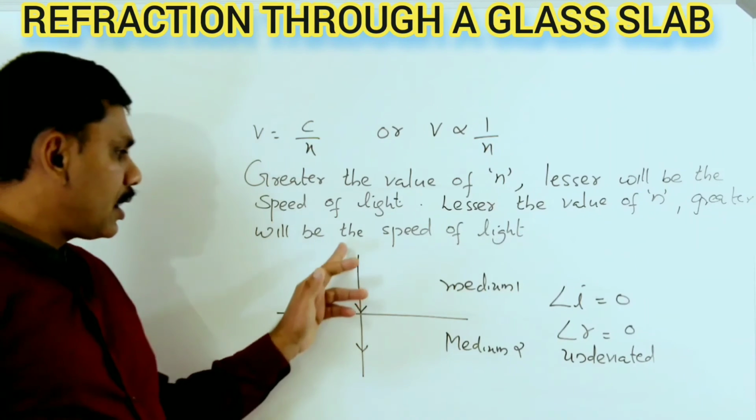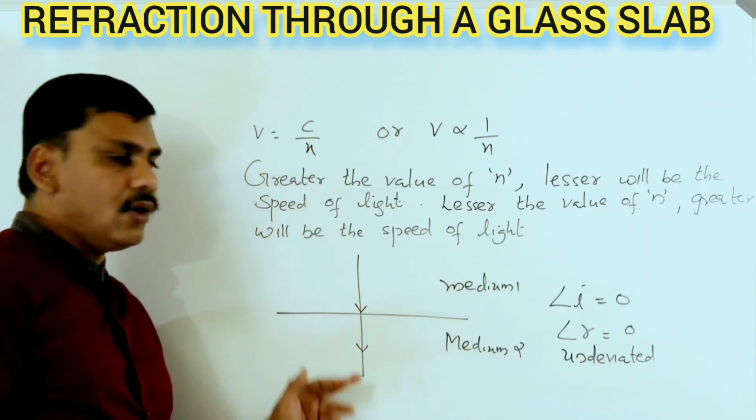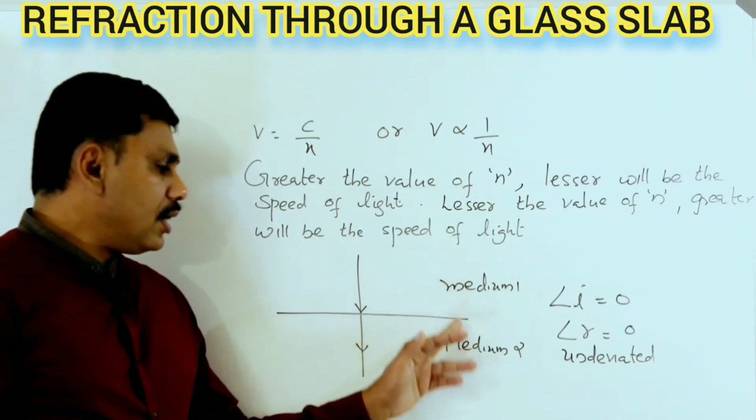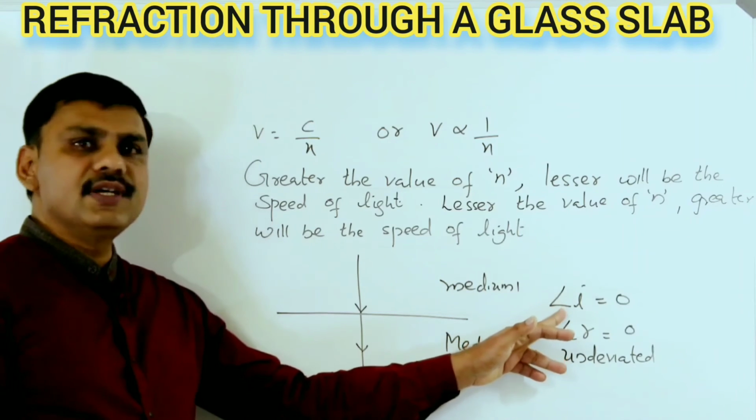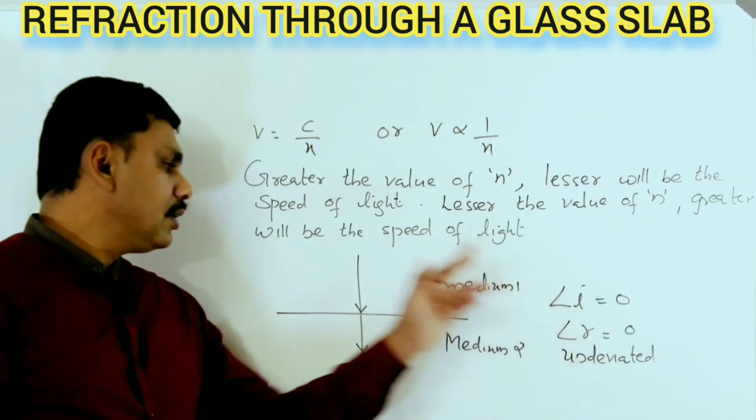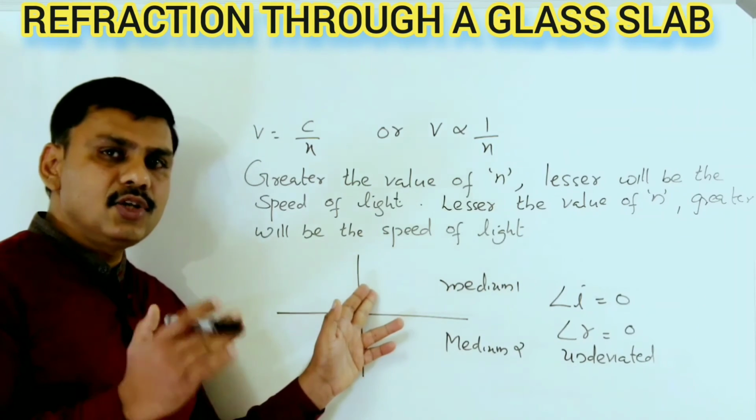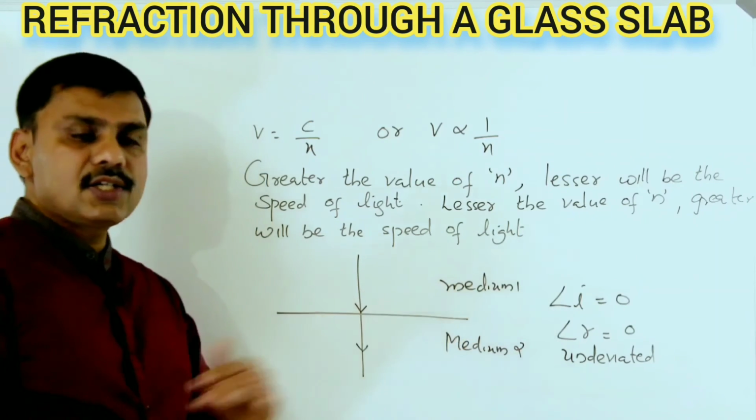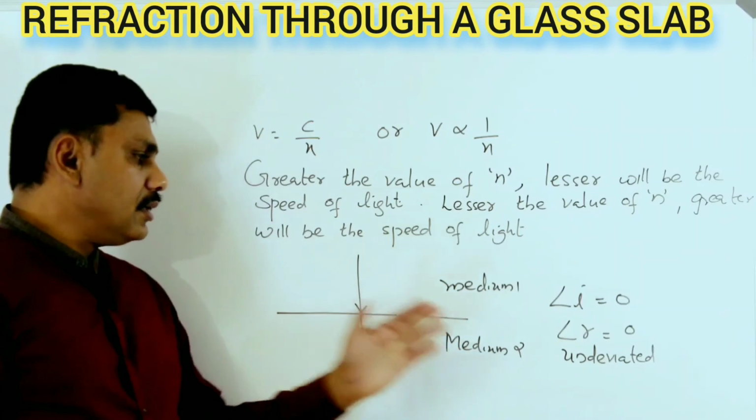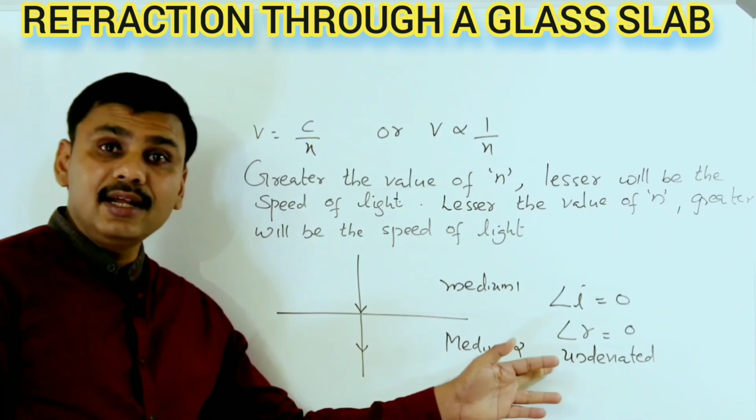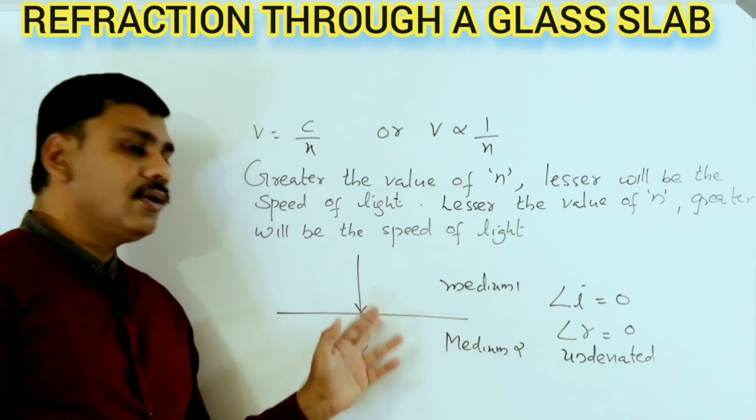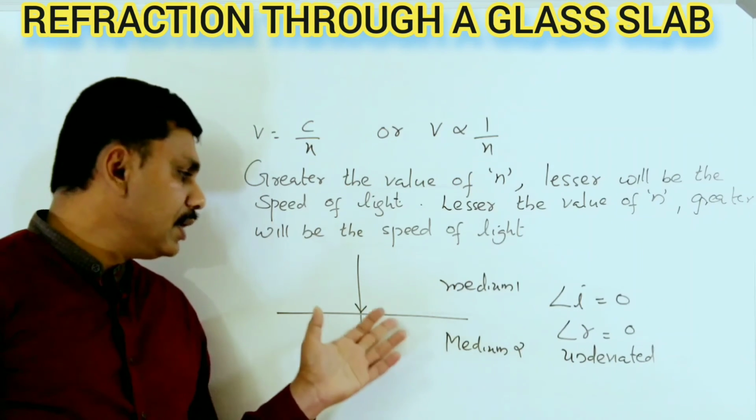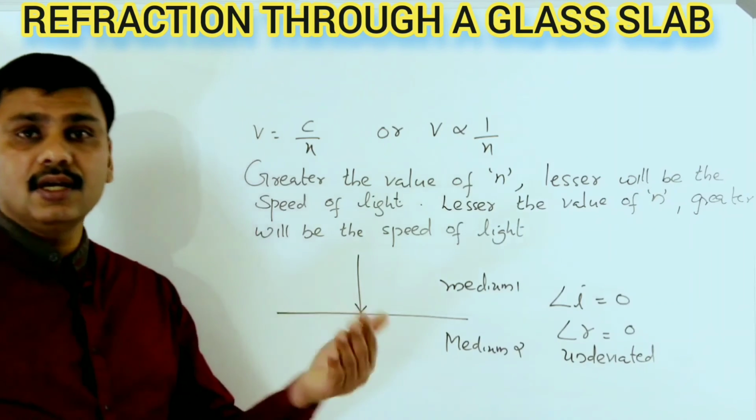In this diagram, the ray passes along the normal, or the ray is normal to the surface. This is medium 1 and this is medium 2. Here the angle of incidence is 0. What is the reason? The angle between the incident ray and the normal is 0. If the angle of incidence is 0, the angle of refraction also will be 0, and the ray will be undeviated. That means there will be no refraction of light, no bending of light, or no deviation of light from the rectilinear path.